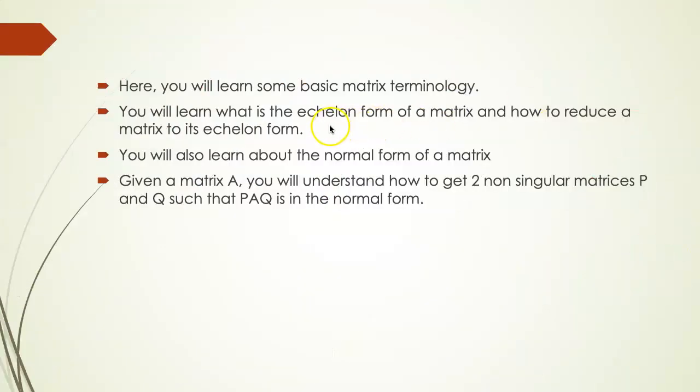Today I will be showing you how to reduce a matrix to a normal form. This is a part of linear algebra in early college mathematics. So you will learn some basic matrix terminology. You will learn what the echelon form of a matrix is and how to reduce a matrix to its echelon form. You will also learn about the normal form of a matrix. And given a matrix A, you will understand how to get two non-singular matrices P and Q such that PAQ is in the normal form.